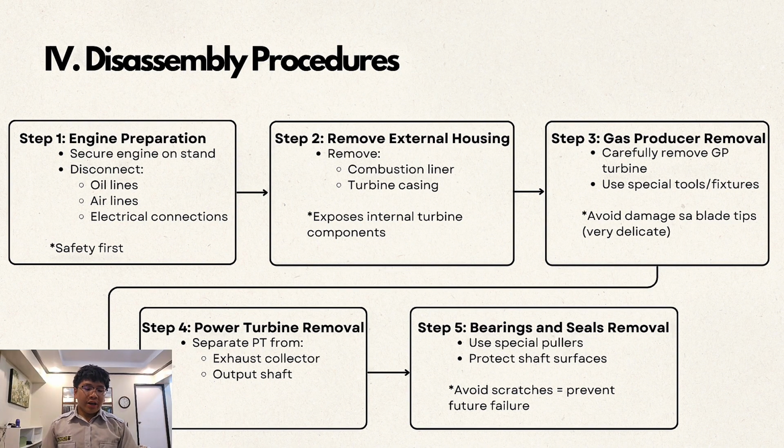Last step, step 5, bearing and seals removal. Finally, we remove the bearings and seals. Specialized pullers are used to safely extract these components without damaging surrounding parts. Remember, it's very important to protect the shaft surfaces during this process, as scratches or dents can lead to future mechanical failure. All removed parts are inspected, cleaned, and properly stored for future evaluation or replacement.